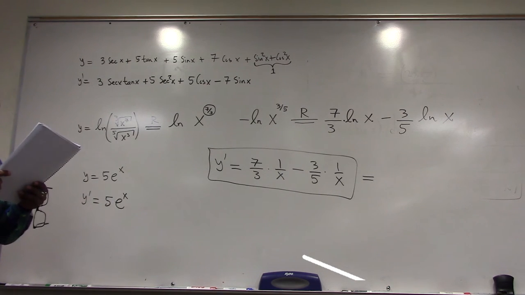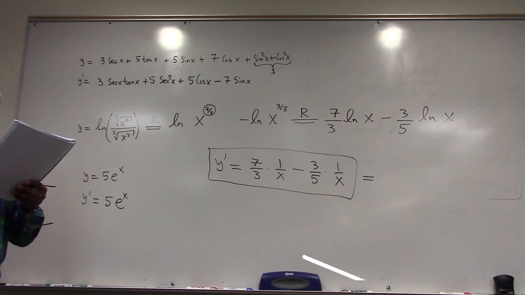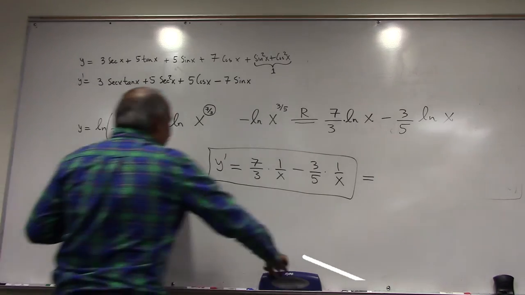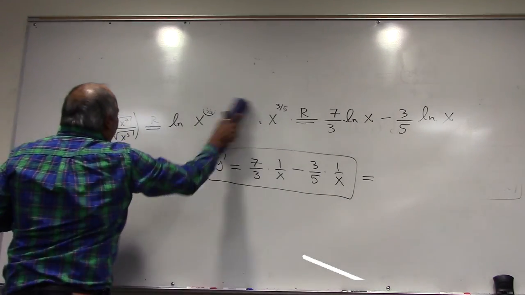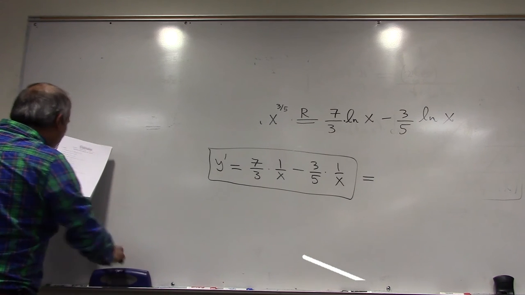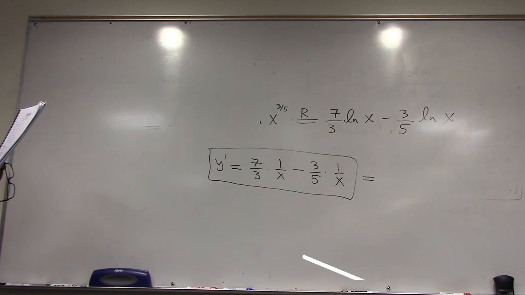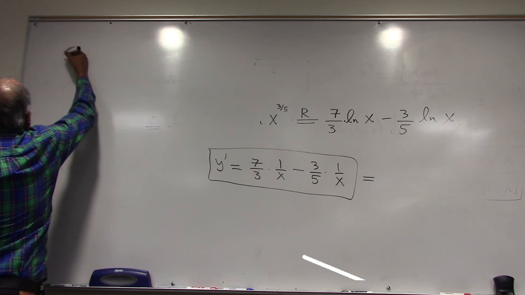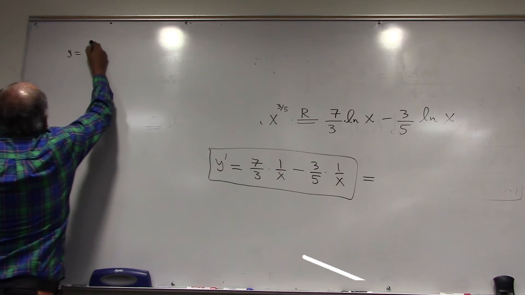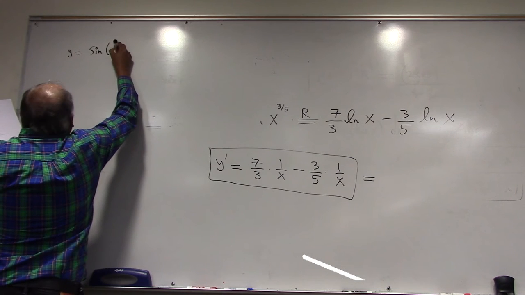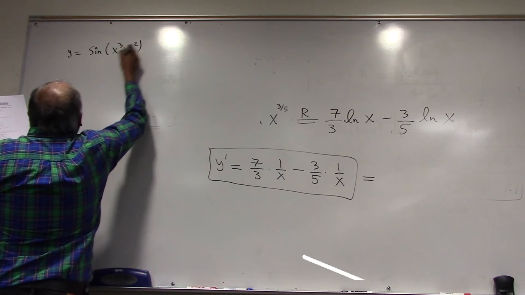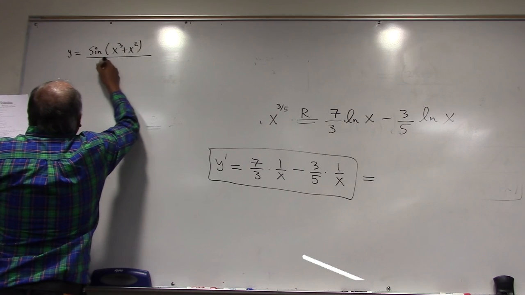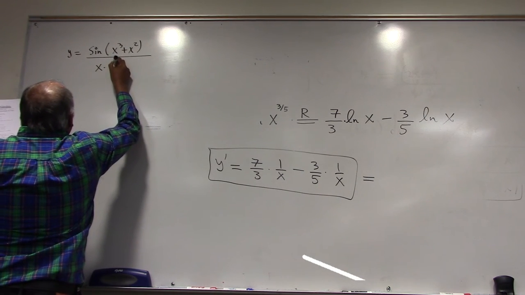Product rule. You want to do product, quotient, chain, or a combo? Combo, because that will be everything. Let's do a combination. In fact, I'm not planning to do a product rule, a quotient rule, or a chain rule. I'm planning to do a problem that combines all of them at once. Y equals sine of x cubed plus x squared, divided by x sine of x.